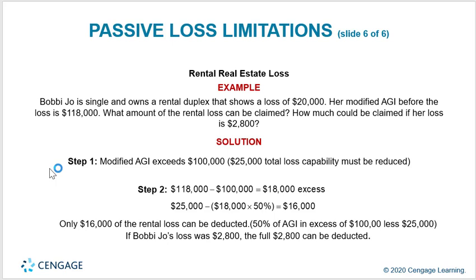And so the solution is step 1: a modified AGI exceeds $100,000, so the $25,000 total loss capability must be reduced. Here you have $118,000 less $100,000, so it's $18,000 in excess. $18,000 times 50%, subtracted from the $25,000, gives you $16,000. So only $16,000 of the rental loss can be deducted, which is $25,000 less 50% of the AGI in excess of $100,000. If Bobby Joe's loss was $2,800, the full $2,800 can be deducted.